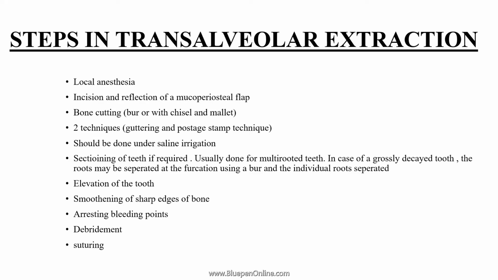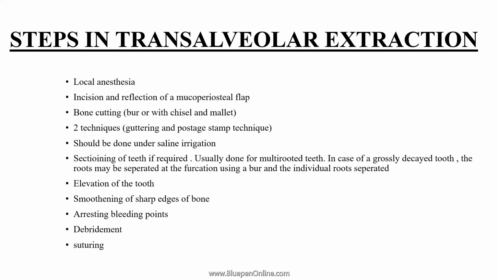Sectioning of the tooth, if it is required, you have to go for sectioning of the tooth. Usually for multi-rooted teeth, you do the sectioning. In case of a grossly decayed tooth, the root may be separated at the furcation using the burr, and individually you will take two parts. Okay, then you will do elevation.